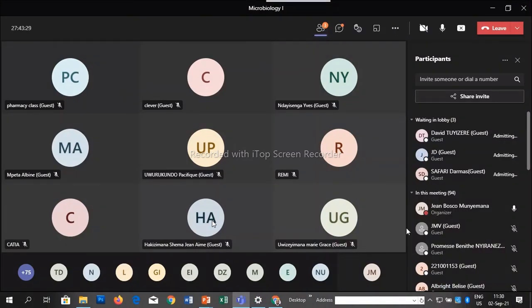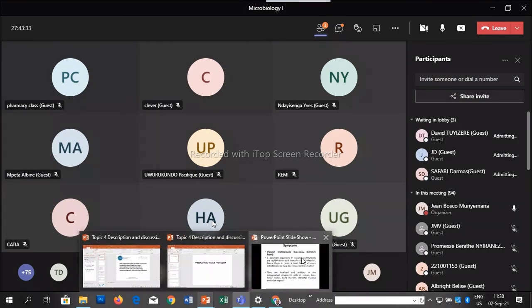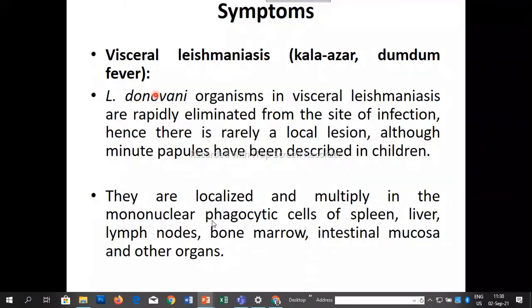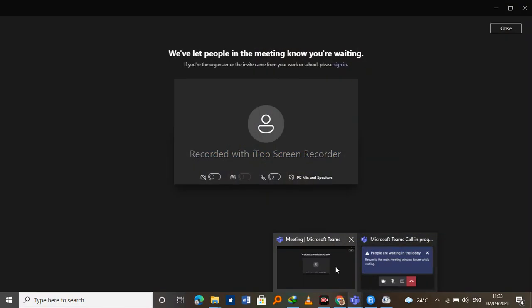Visceral leishmaniasis. This visceral leishmaniasis is also called Kala-Azar or Dum-Dum fever. It is caused by Leishmania donovani. Now, cutaneous.